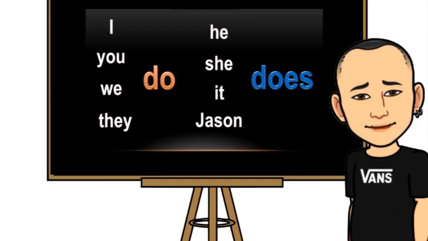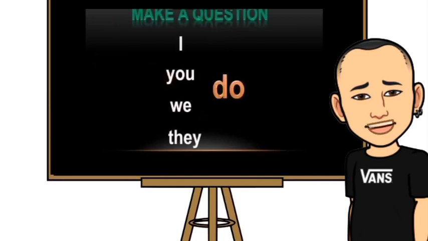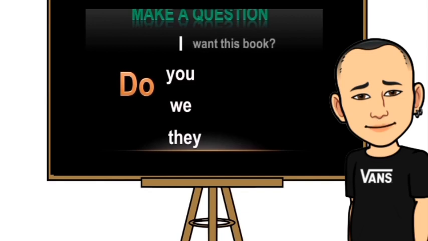Awesome! Now let's try to make a question using do. Instead of saying I do, you say do I? Do you? Do we? Do they? For example, do I want this book?